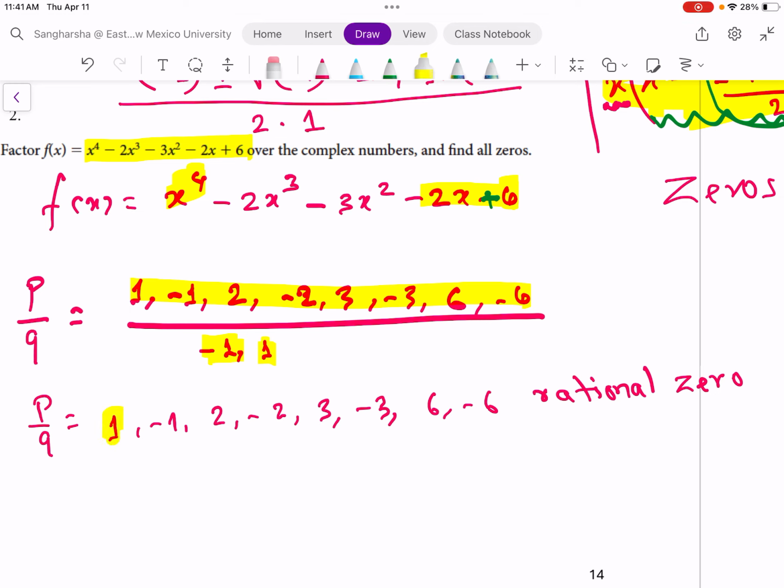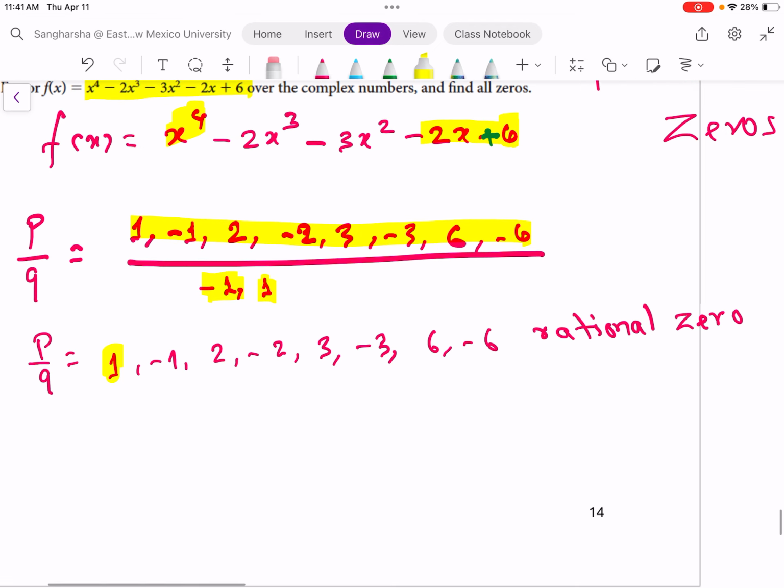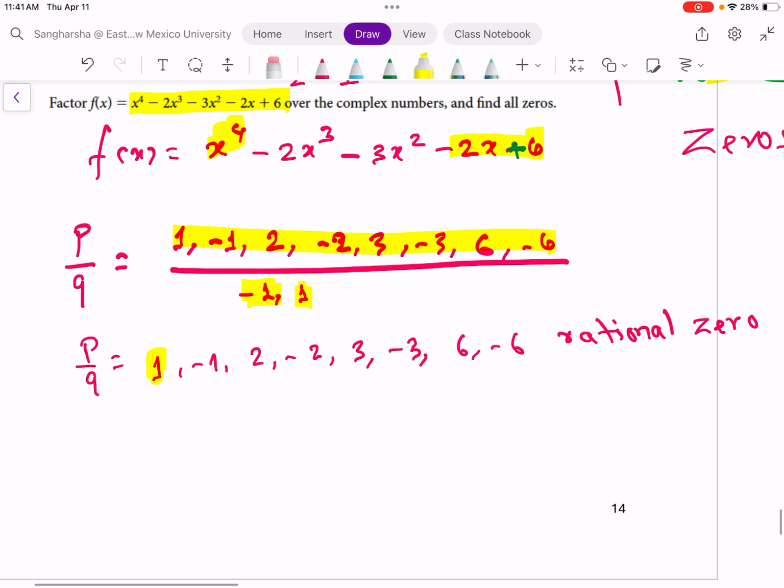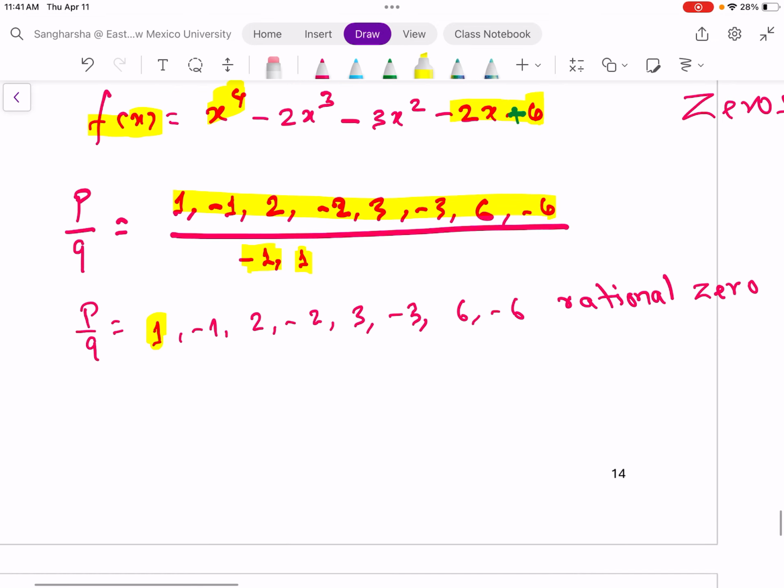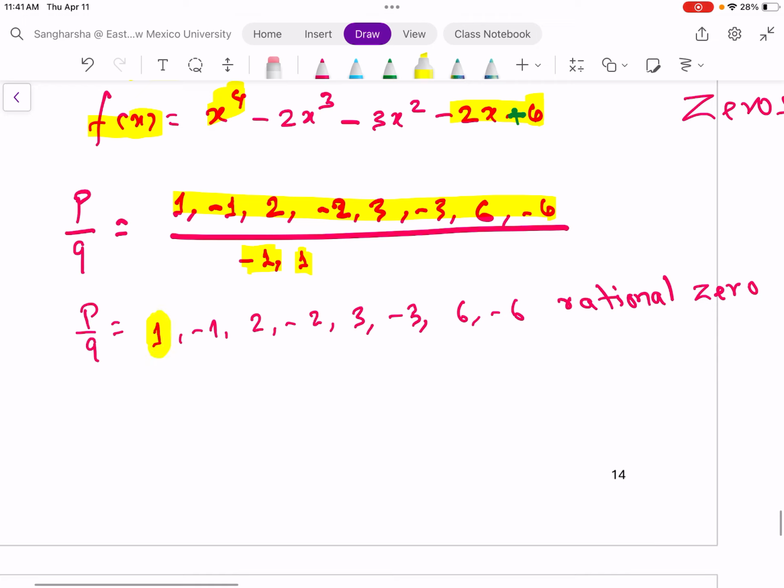Okay. Now we need to find how many more? 3 more, right? This function has a degree 4, so we're going to have at least 4 zeros. We already know 1 is a 0. Now let's use synthetic division and write this function in factor form. So if 1 is a 0, what is the factor? x minus 1 is a factor. So this is one factor. We know one factor. We need to find 3 more factors.